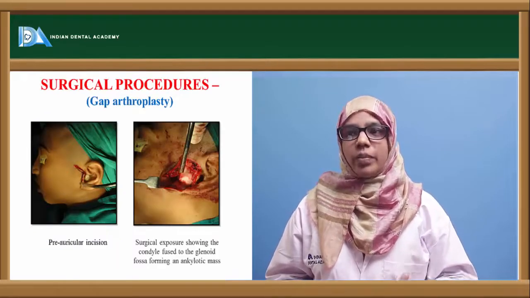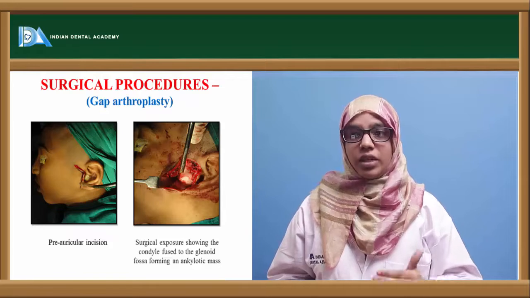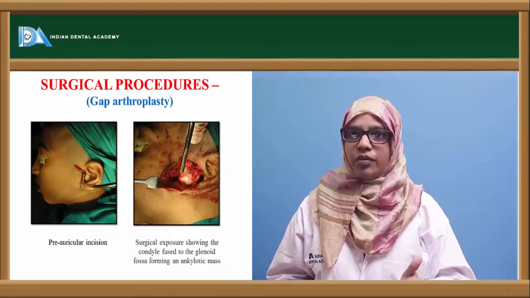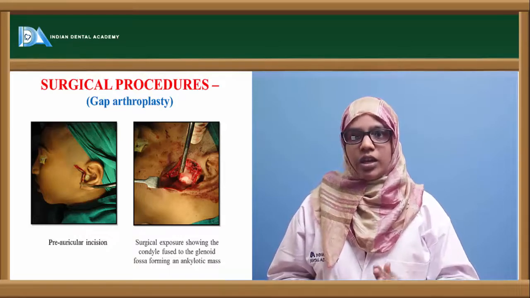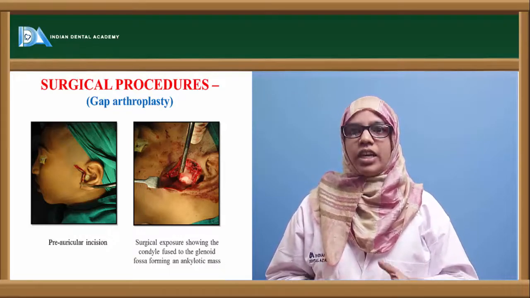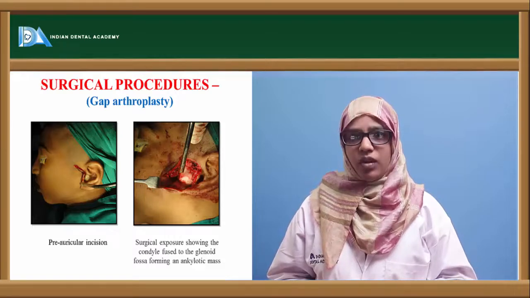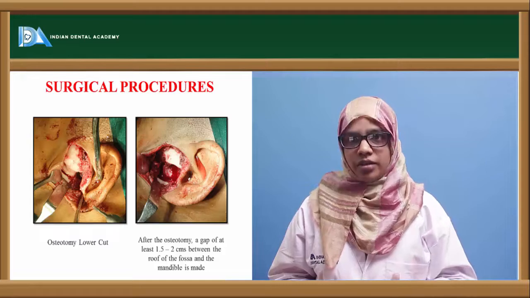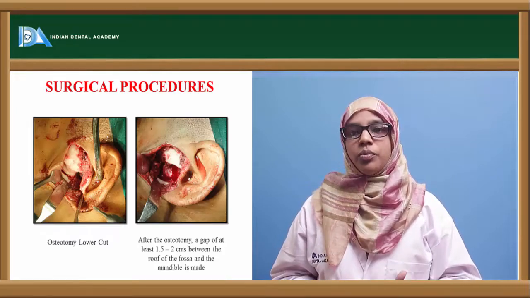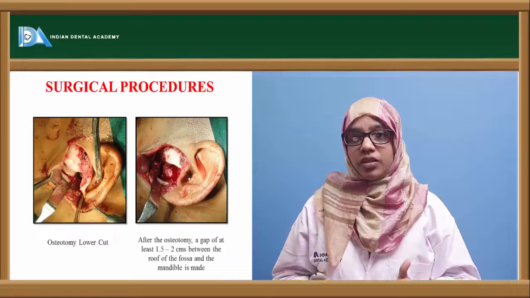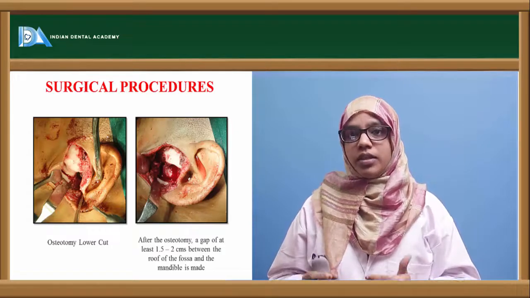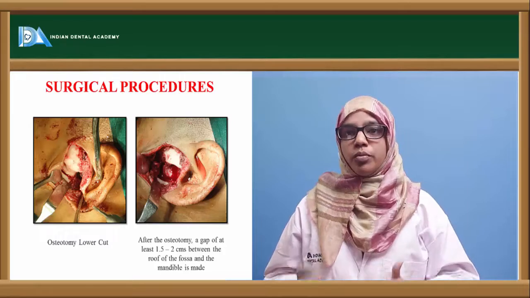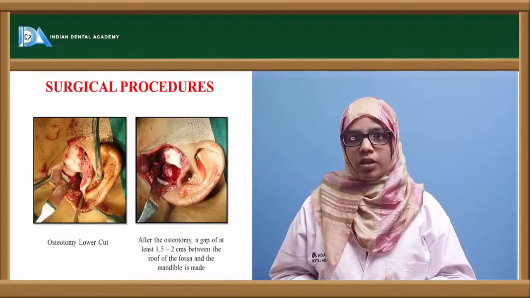To begin with the gap arthroplasty, in this figure you can see a Thoma incision is given, that is preauricular with a 45-degree angulation. Complete exposure of the ankylotic mass is done. Once you expose the ankylotic mass, you first make the inferior cut. After making the inferior cut, you make the superior cut in such a way that the gap between the two articular surfaces is 1.5 to 2 centimeter. You want the gap to be more to prevent any kind of re-ankylosis.